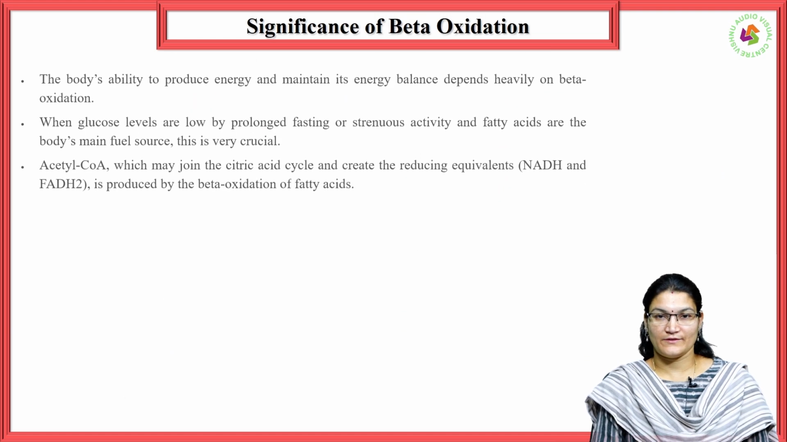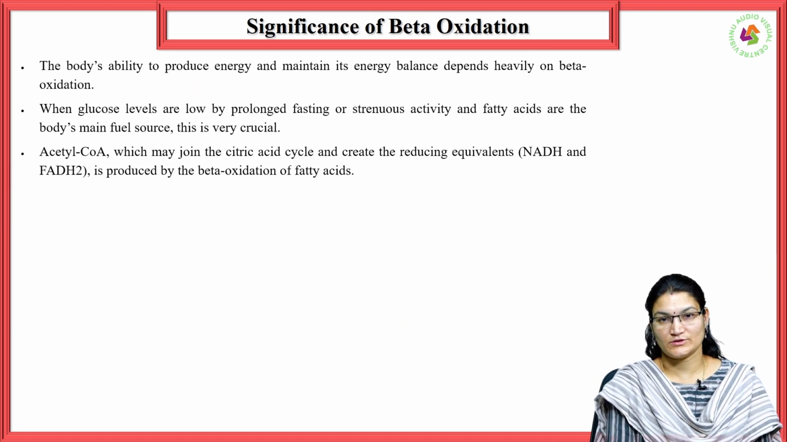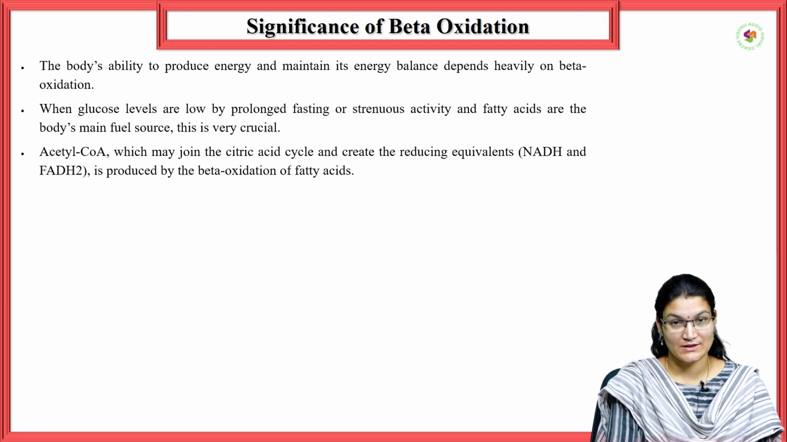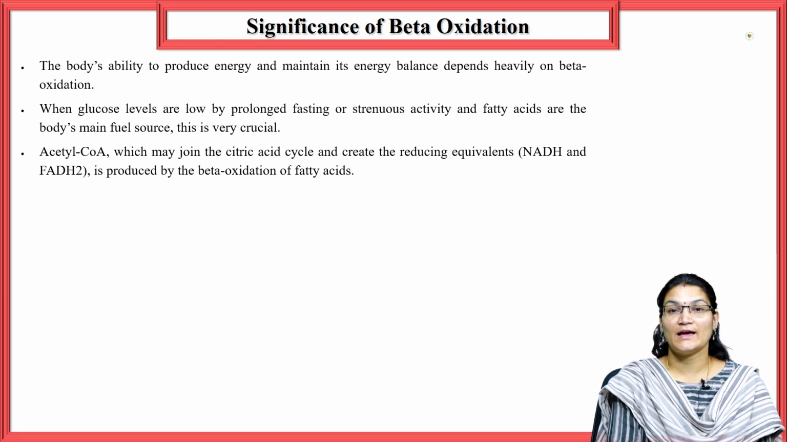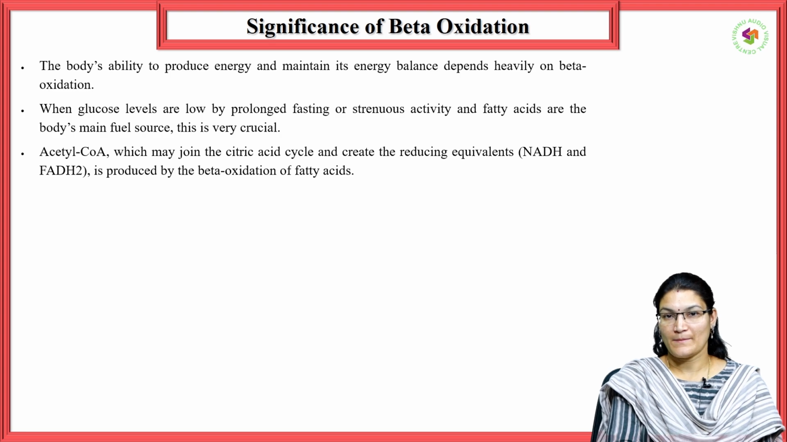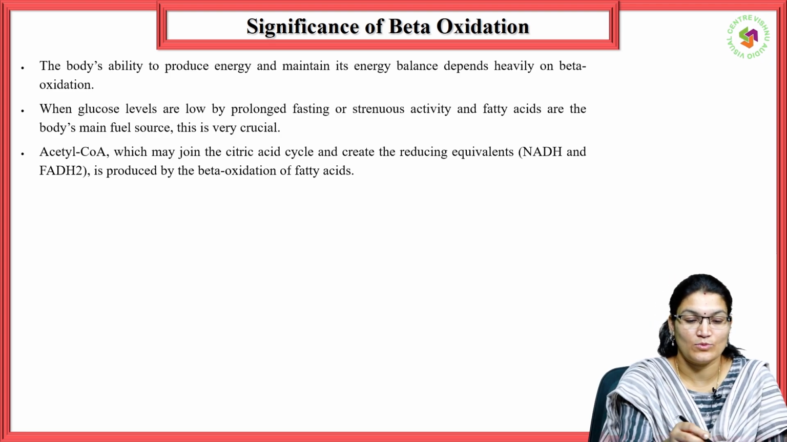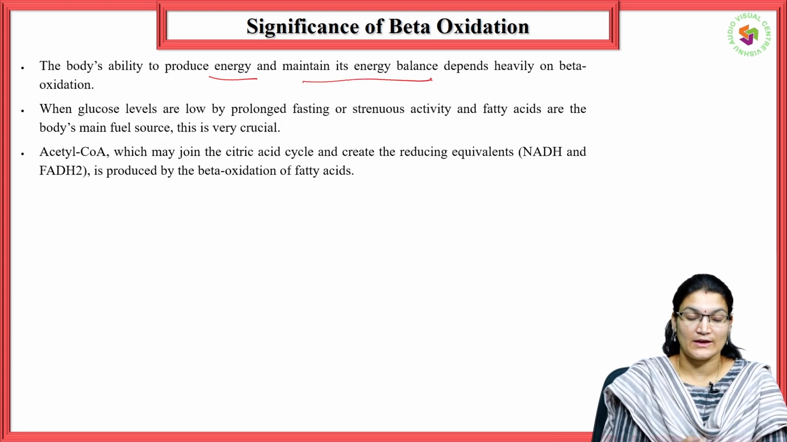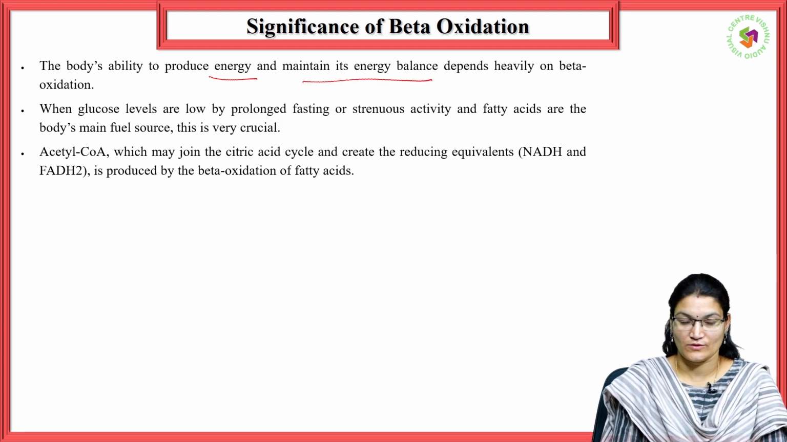So coming to significance, this beta oxidation process is very important because the metabolites produced in this metabolism are used for the generation of energy. It is used in the Krebs cycle. It is used in the electron transport chain of many cells. So it is utilized in the production of energy and maintenance of energy balance during heavy processes of the body.